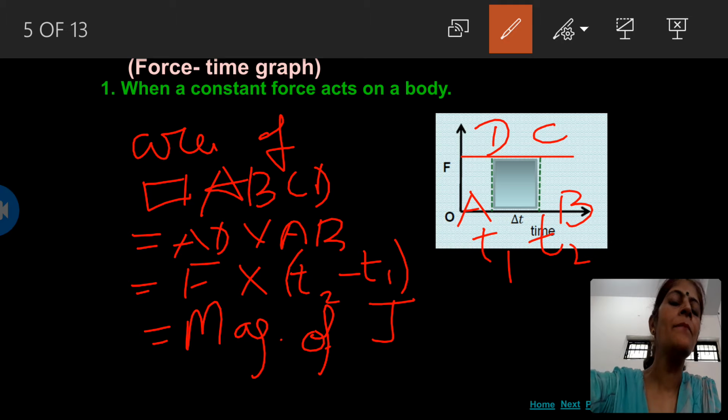So it means the area under the force-time graph gives us the magnitude of the impulse. This is the graphical importance. So we are correlating a physical quantity with a mathematical quantity, that is, area under the curve equals the impulse.